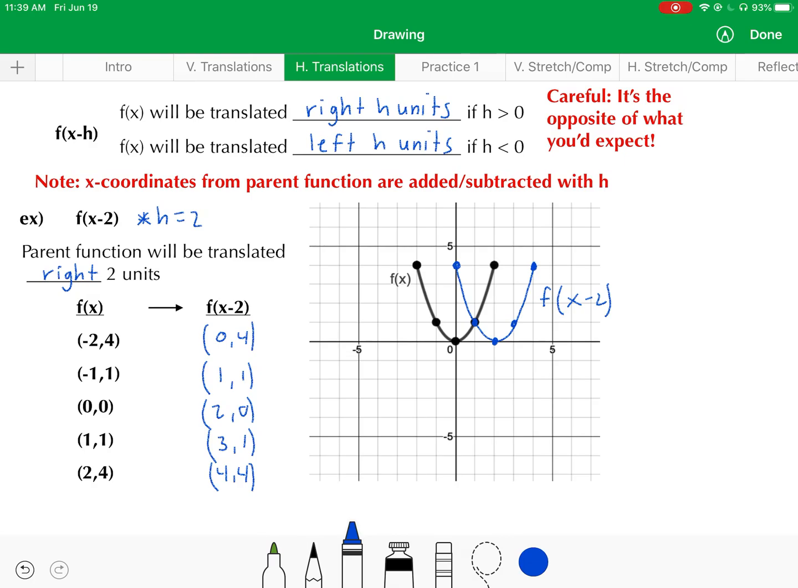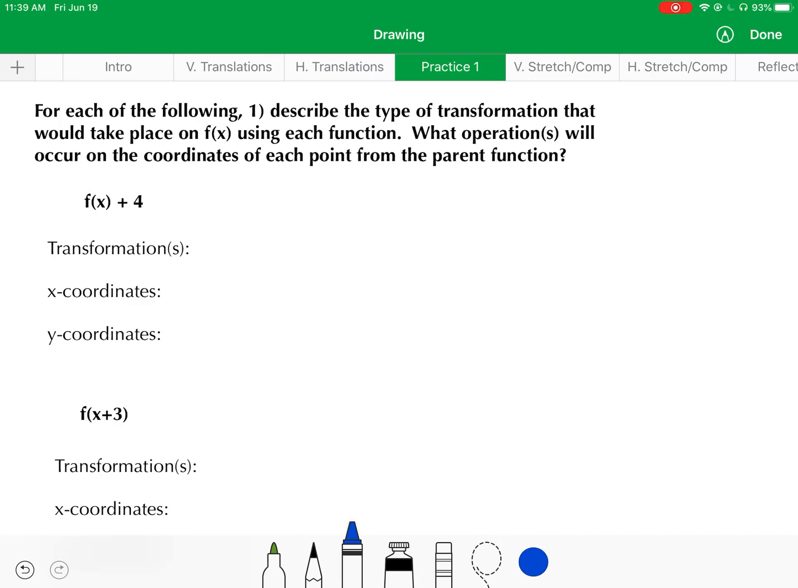Okay. All right, now we go to practice 1. It's your turn to see how well you're understanding this. So for each of the following below, we want to describe the type of transformation that's taking place on f of x. Okay. Now by that I just mean, is it a horizontal translation or a vertical translation? And is it being moved left, right, up, or down? Okay. And then what operations will occur on the coordinates of each point from the parent function? So that means, are the x coordinates being added or subtracted by a value, or the y coordinates being added or subtracted by a value?